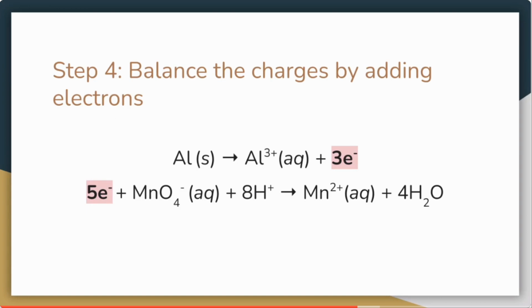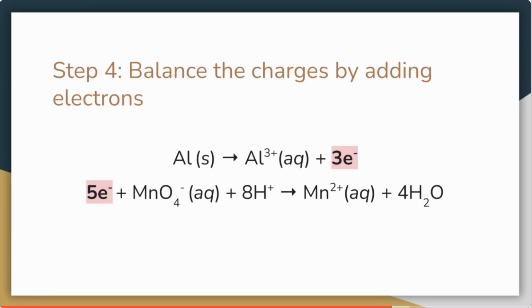Step 4 is balancing the charges by adding electrons. Looking at the first reaction, we see that there's a 0 charge on the reactant side and a +3 charge on the product side. To balance this, we have to add 3 negative electrons to the product side, making the new equation aluminum solid being oxidized to aluminum 3 plus plus 3 electrons.